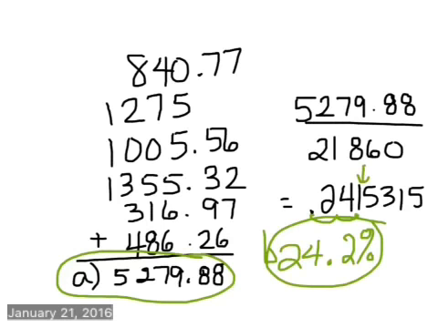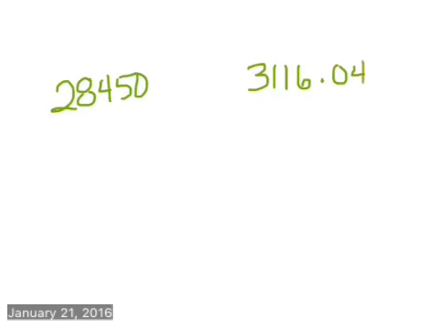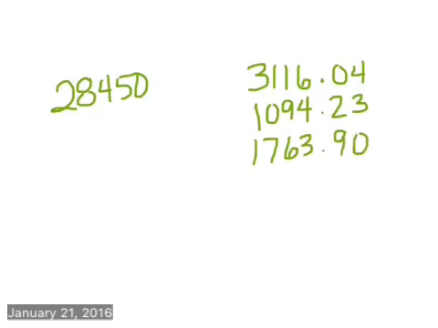Okay? So another example of something like this would be, it says Sarah Gold's annual gross pay is $28,450. Her benefits are health insurance at $3,116.04. Vacation was at $1,094.23. Social Security was $1,763.90. And Medicare was $412.53. Those are the benefits that we're willing to pay.